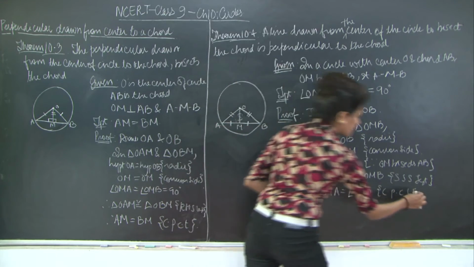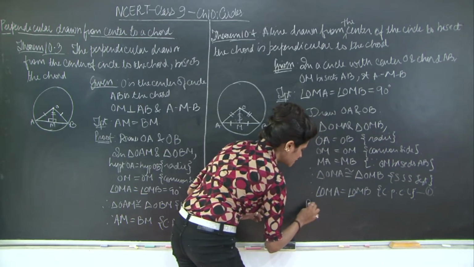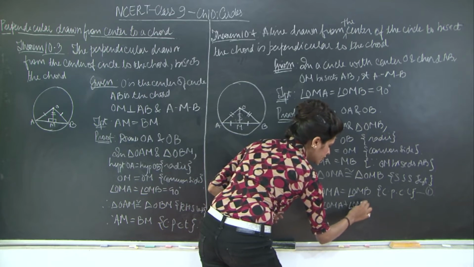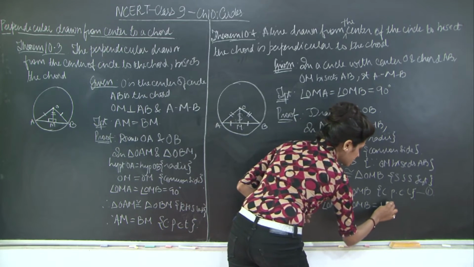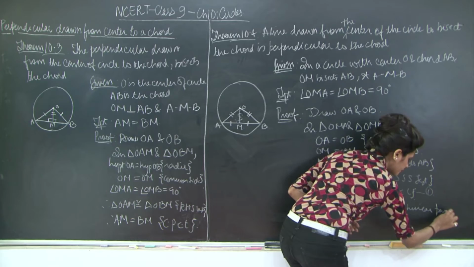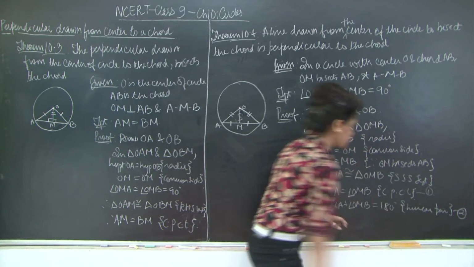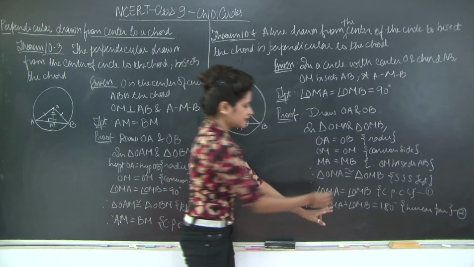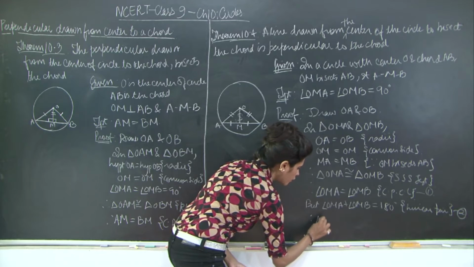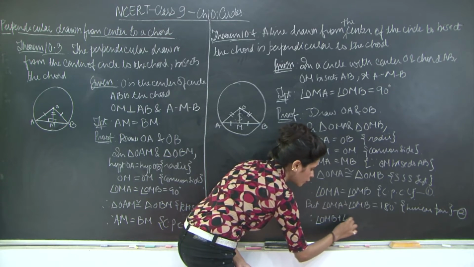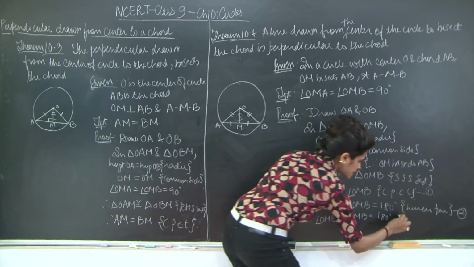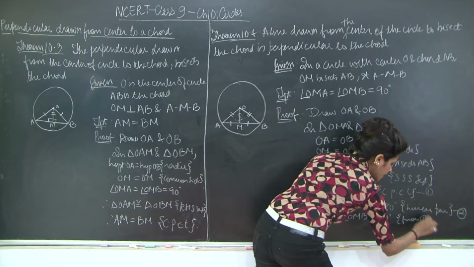Let's mark this as 1. But angle OMA plus angle OMB is equal to 180 degrees. Why? Because of linear pair. Let's mark this as 2. So from 1 and 2, what do you get? Instead of OMA, I will write OMB over here. So I will get, therefore, angle OMB plus angle OMB is equal to 180 degrees, from 1 and 2.